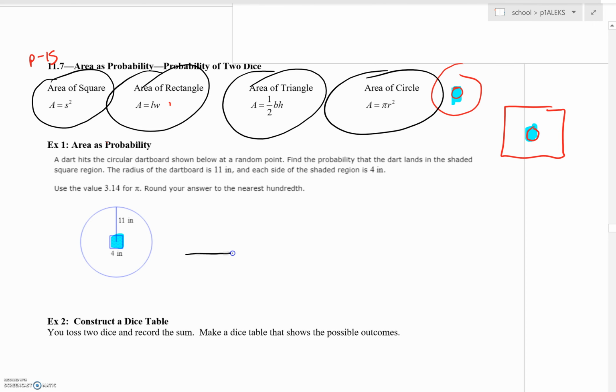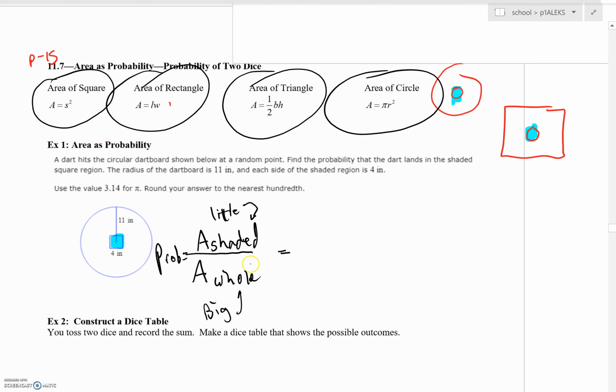So here's what you're going to always wind up doing. The area of the whole shape is in the denominator. The area of the shaded shape is in the numerator for your probability. You want the probability that you hit that gray target. So you've got your little shape up on top, and your big shape down below.